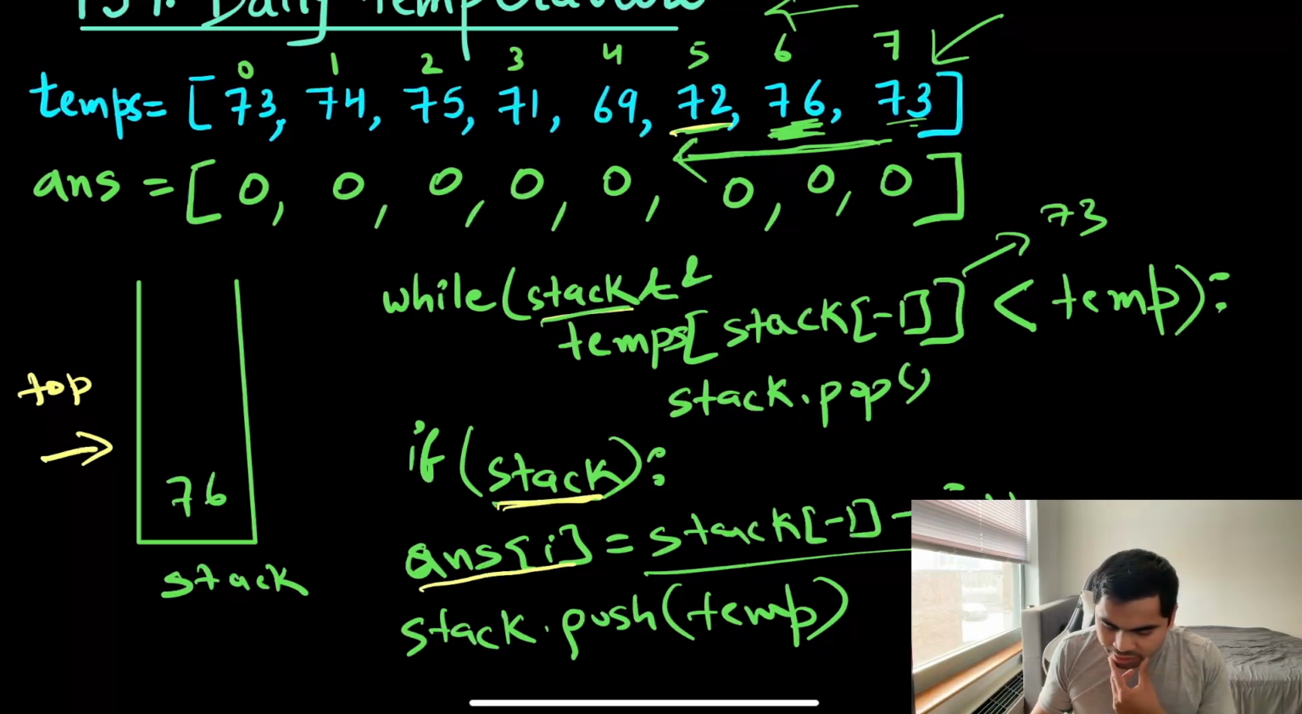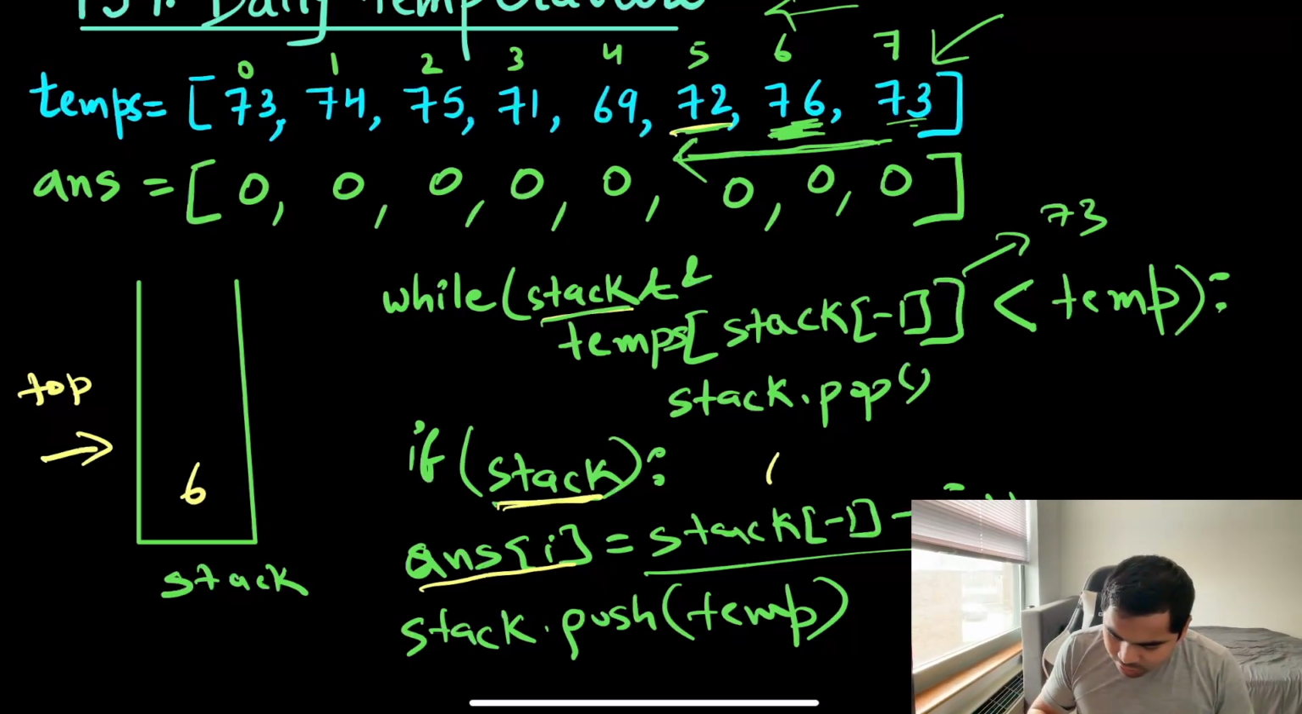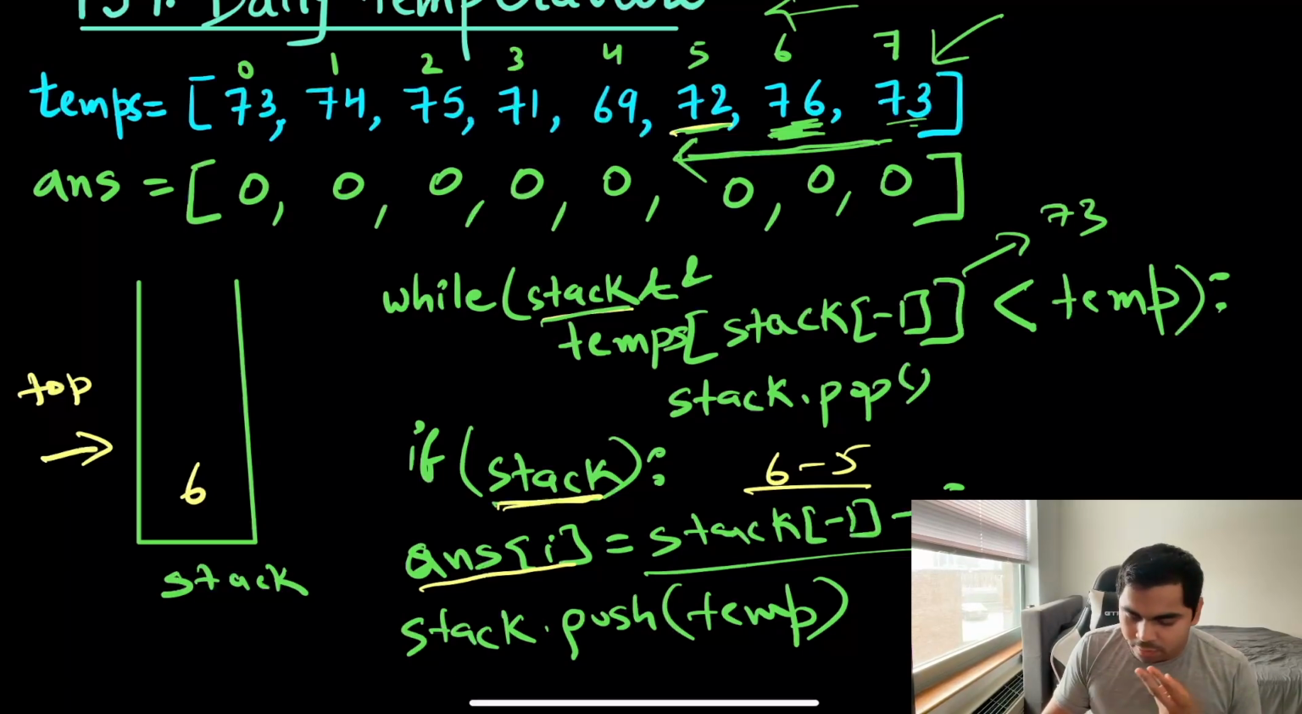We come over here, and the stack is not empty. So how do we calculate the answer? By stack top. It shouldn't have been 76; it should have been the index, which is 6. So 6 minus I, which is 5, so 6 minus 5 is 1 actually. My bad here. We don't have to add one, because we are waiting 1 day; we're not calculating the number of values. So it's just 1. 6 minus 5 is 1. We will append 1 to my answer right here, so this will become 1 now.